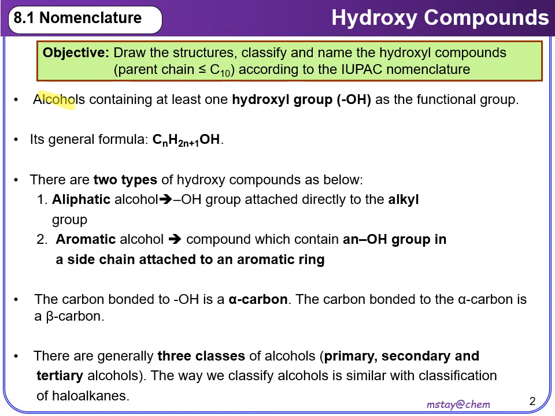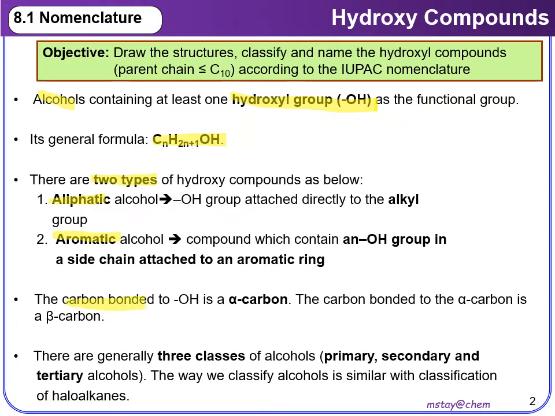Alcohol compounds contain at least one hydroxyl group as the functional group, and its general formula is CnH2n+1OH. There are two types of alcohol, aliphatic and also aromatic alcohol. This one we will discuss further later, but what we want to emphasize in this topic now is the new term that you have to understand.